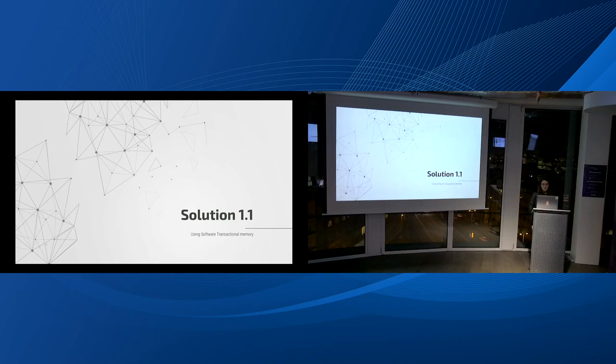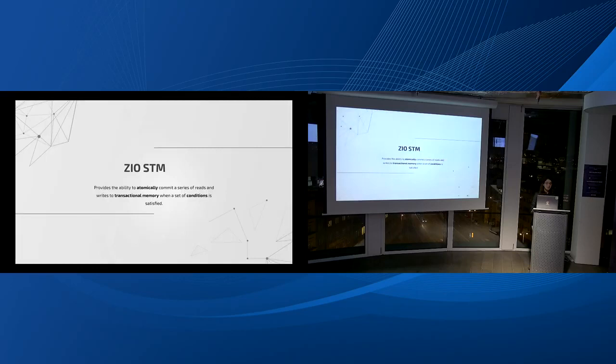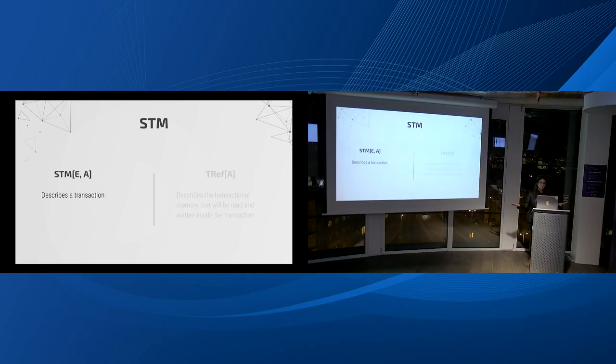And in ZIO, there is a data type called STM, software transactional memory, that will help us to solve this problem magically. We will see how. ZIO STM describes a transaction that atomically performs a bunch of operations on transactional memory when a set of conditions is satisfied. So STM is a description, and we are talking about descriptions. It's a description of a transaction, and everything that we want to be running inside the transaction, we should put in STM.